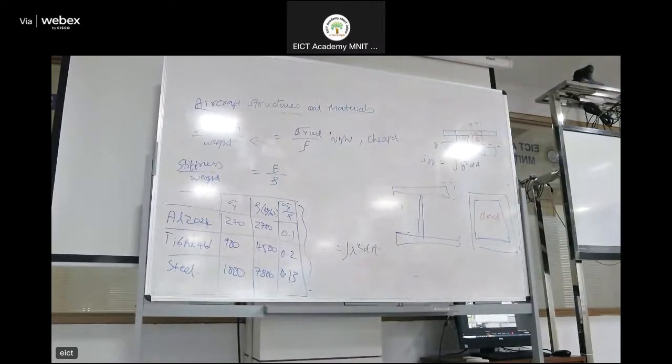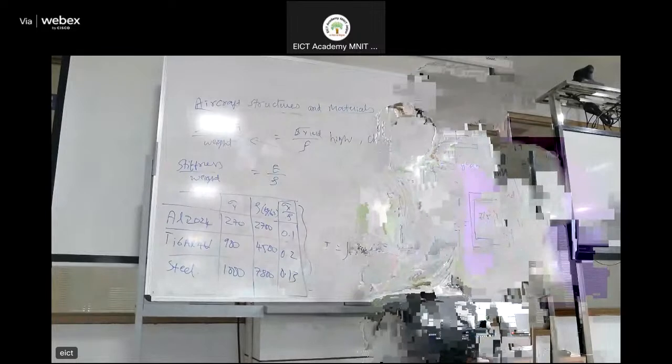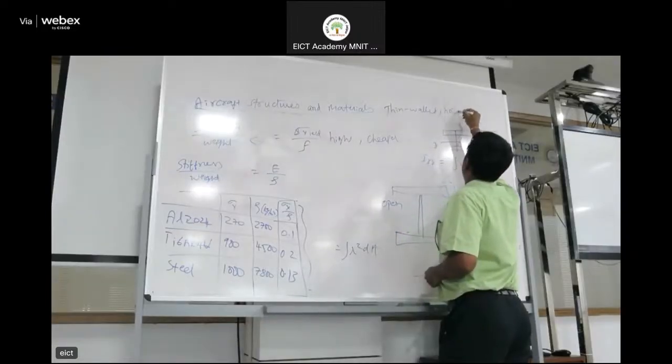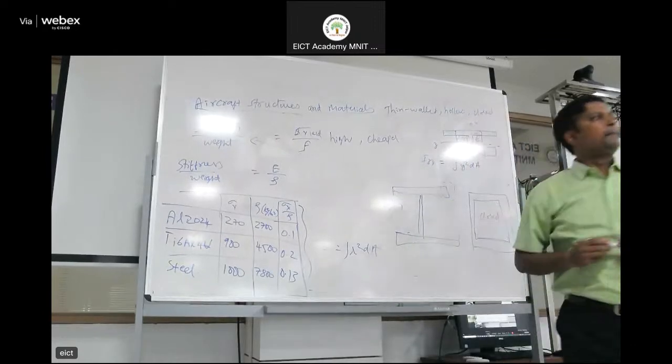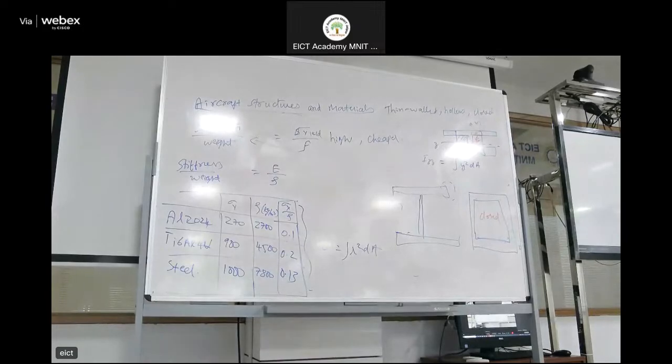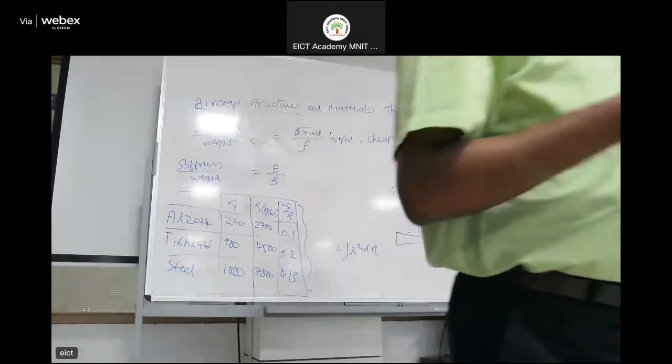We always use thin walled, hollow, closed sections in aircraft structures as far as possible. Closed sections, because they provide much higher stiffness. They don't have loose ends. Open thin wall sections cannot handle torsion. Closed thin wall sections can also handle torsion, because you never know.